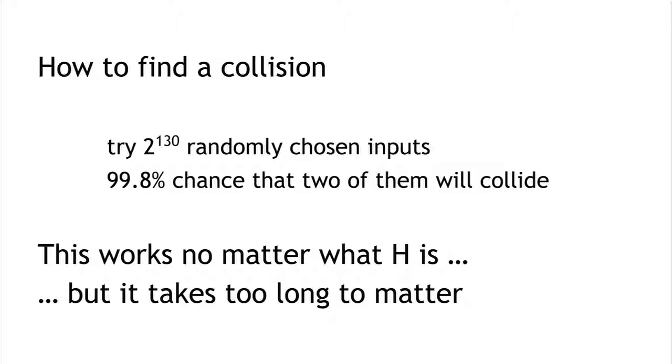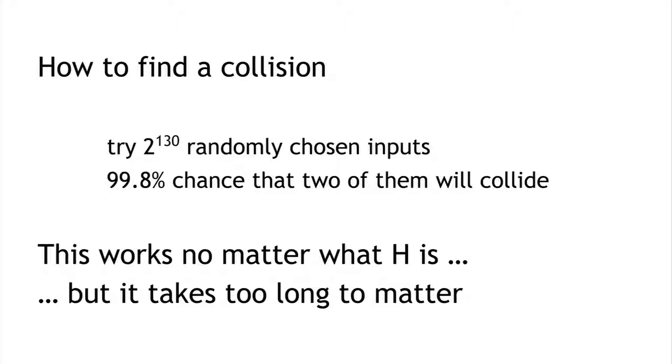But this doesn't really matter. The reason it doesn't really matter is that this procedure takes 2 to the 130 steps in order to get to that high probability. So we can say something like this: if every computer ever made by humanity was computing since the beginning of the entire universe up to now, the odds that they would have found a collision is still infinitesimally small. So small that it's way less than the odds that the Earth will be destroyed by a giant meteor in the next 2 seconds, which didn't happen. Okay, so we know how to find a collision, but this method takes too long to matter.